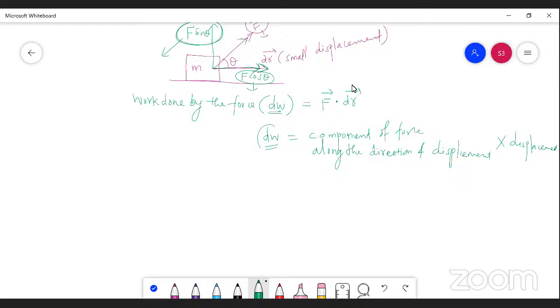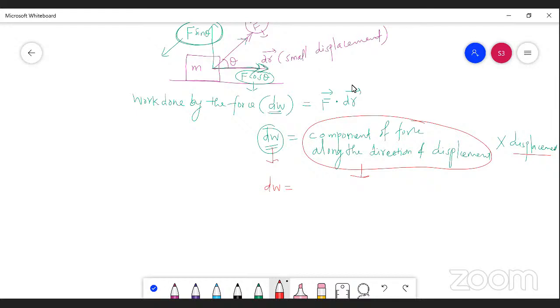Work done by a force, or a small amount of work done by a force, can be measured. You take the product of the component of force along the direction of displacement and the displacement, multiply with the displacement, and we get a small amount of work done by the force. Mathematically, dW is equal to the component of force along the direction of displacement.